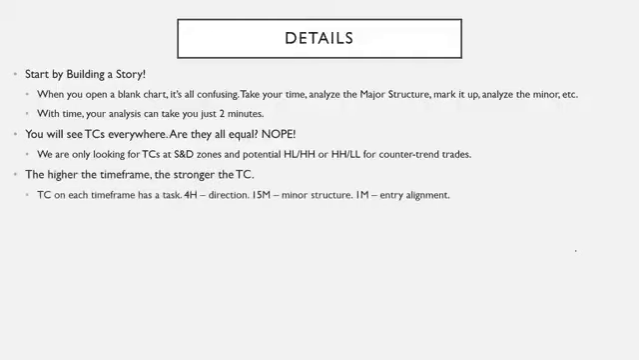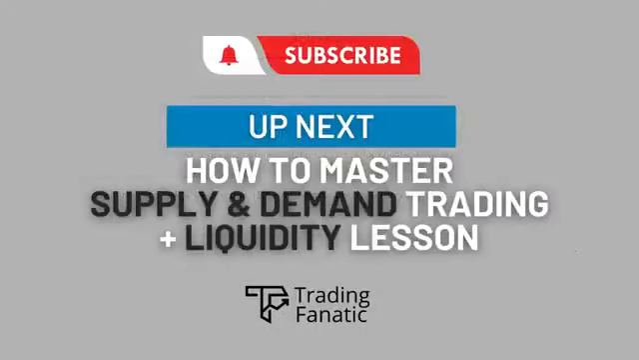Okay, so each trend change has a task on each time frame. A trend change on the 4-hourly time frame is going to determine your direction. A TC on the 50-minute is going to determine your market structure, and a TC on the 1-minute is going to give you your entry. Again, the market is fractal, and everything that happens on one time frame repeats on the other. Right? So, up next, we have how to master supply and demand trading plus a lesson on liquidity.